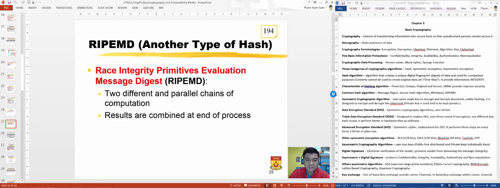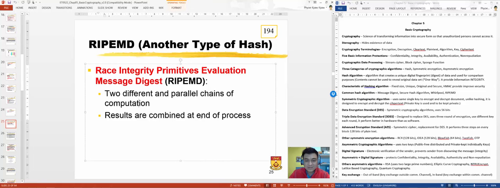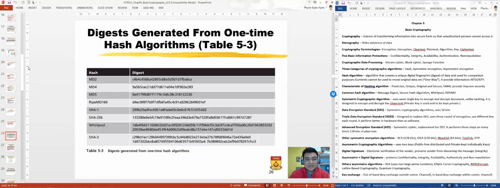Nowadays, as you see, we use more and more bits in hashing to get a secure fingerprint or digest. Next, let's talk about RIPEMD, RACE Integrity Primitives Evaluation Message Digest. It uses two different and parallel chains of computation. Results are combined at the end of the process. Okay, these are the common hash algorithms, from MD2 to MD5, all the way up to the current Whirlpool and SHA-3. You see the number of bits has increased tremendously.